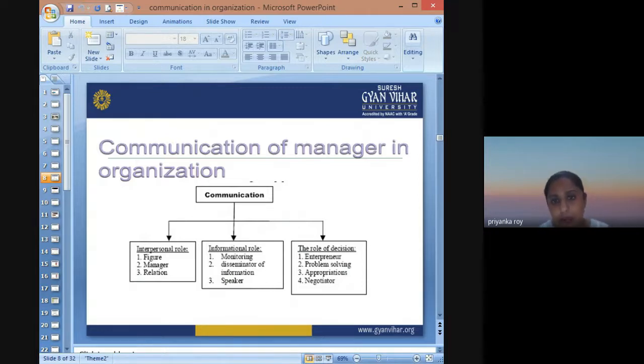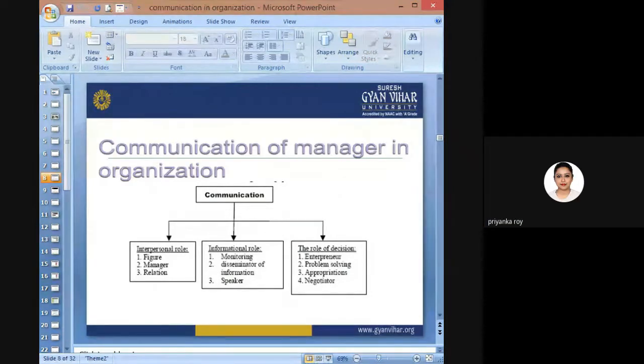Then the decisional role, how managers will take decisions in an organization. Like an entrepreneur, he will encourage new ideas and innovations, which will require communication skill. Problem solving activities will require communication skill. Allocation of work and identifying the role of a person is part of decision making, whether you are going to perform well in the organization or not. Then for negotiation for any activity and work, you need to have good communication skills.